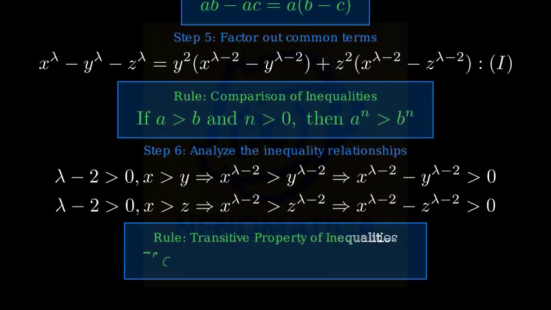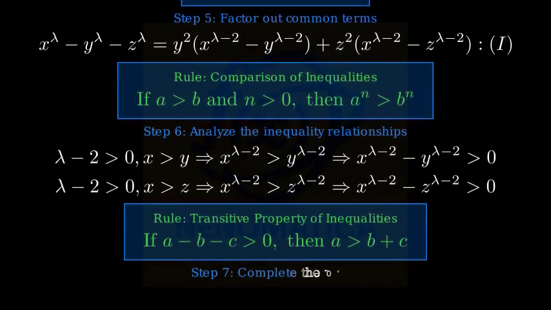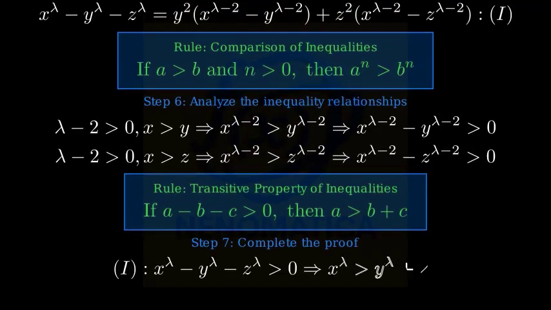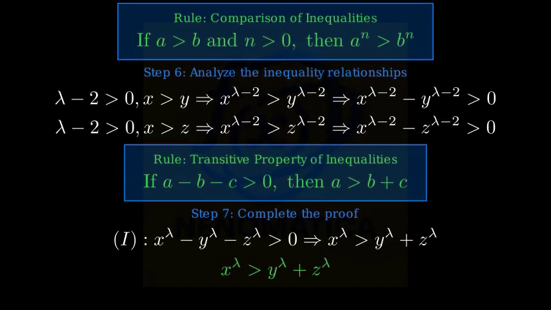By the same logic, we can show that x is greater than c, and therefore x to the power lambda minus 2 minus c to the power lambda minus 2 is also greater than 0. Now, looking back at equation I, we have two positive terms on the right side, y squared times a positive number plus c squared times a positive number.